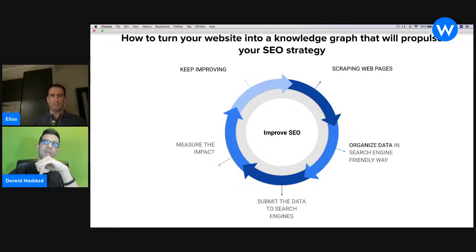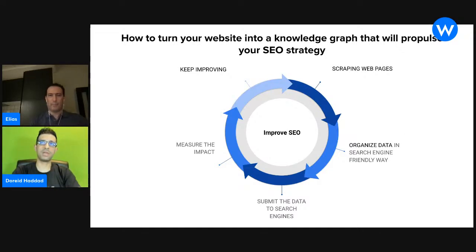So we start with scraping the web pages, as Elias was explaining. Then we organize the data that we have in a search-friendly way. When we speak about organizing the data for search engines, we always come back to our schema glossary, because this is the language that the search engine can understand. So we bring all this scraped data and reorganize it in such a way that the search engine can understand it.